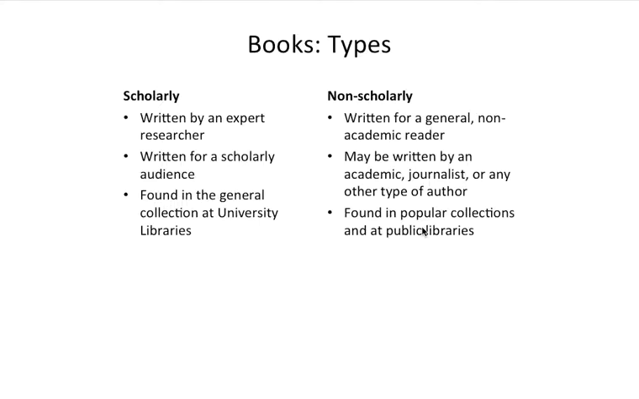We have scholarly books, which are written by an expert researcher. They're written for a scholarly audience. They're found in the general collection at university libraries. And there's non-scholarly materials. These are written for a general, non-academic reader. They may be written by an academic or a journalist or any other type of author, and they're generally found in either the popular collection or in places like public libraries, high schools, etc.